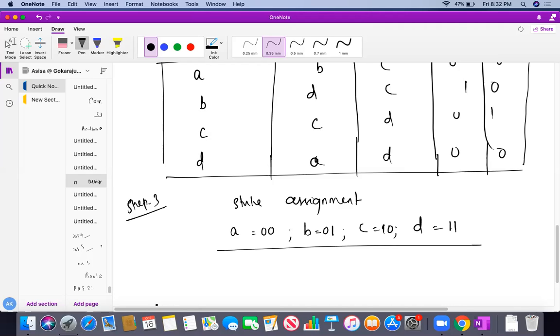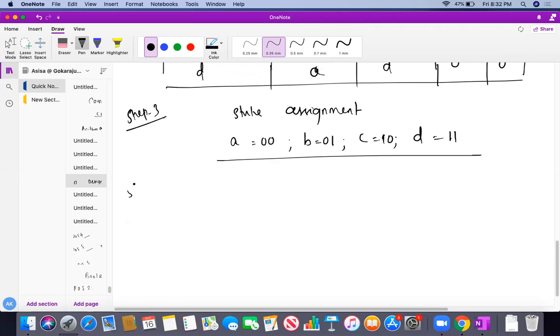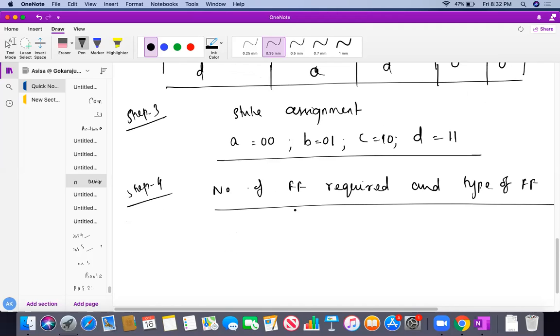Then finally, what is step 4? My step 4 would be the number of flip-flops required and the type of the flip-flop. So here, how many flip-flops? Obviously 4 states, 2 to the n greater than or equal to N. Capital N is 4, and small n will be how much? n is 2. So the number of flip-flops required is 2.